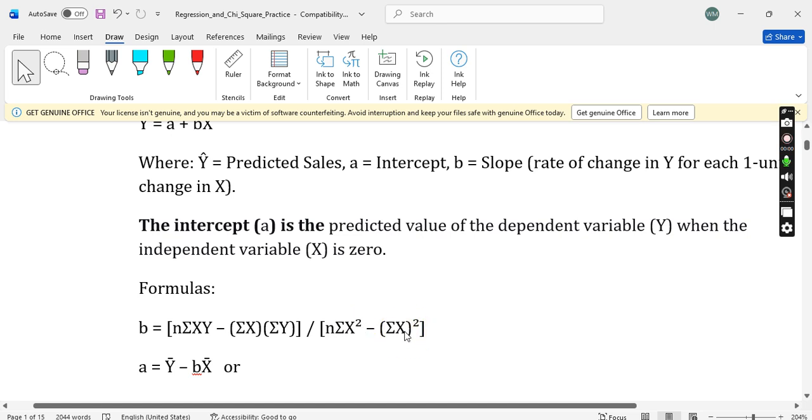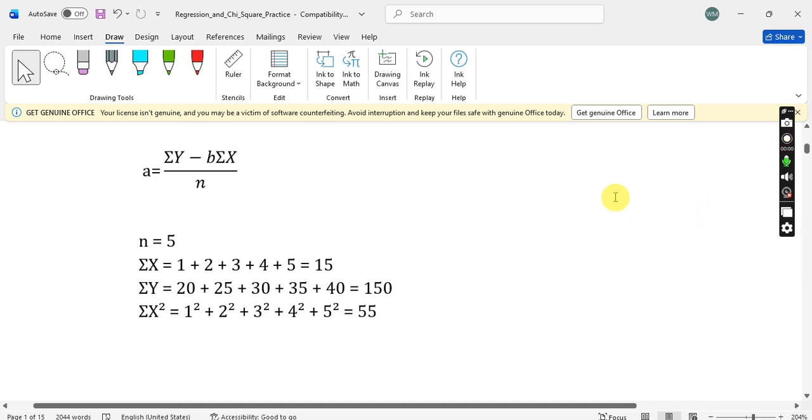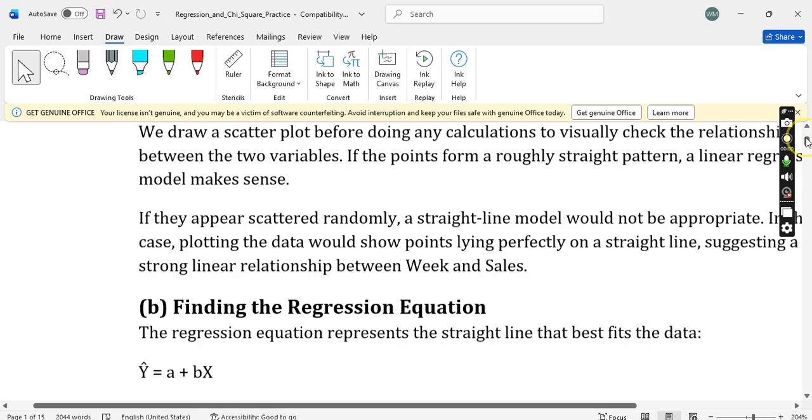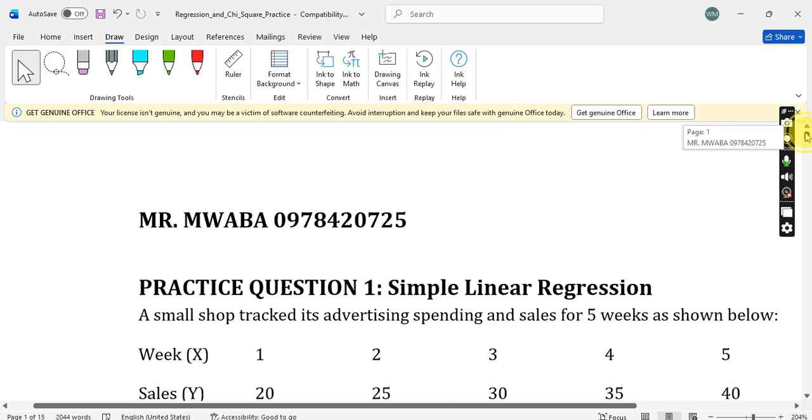Okay, so that's what we're going to get first. Usually you can make a small table, or you can just solve it like this. Our x values, which were the weeks, when we add them up, week 1 plus week 2, plus week 3, plus week 4, plus week 5, we get a total of 15. Let me just bring back the table so that we'll be following closely.